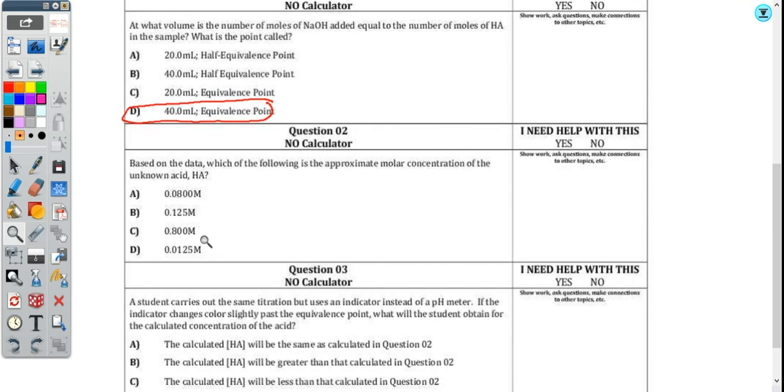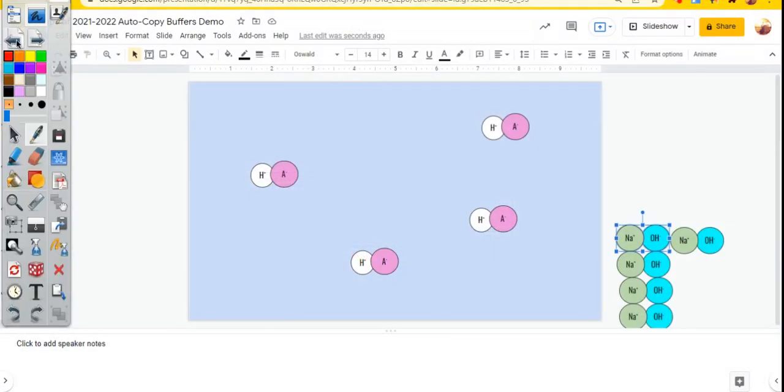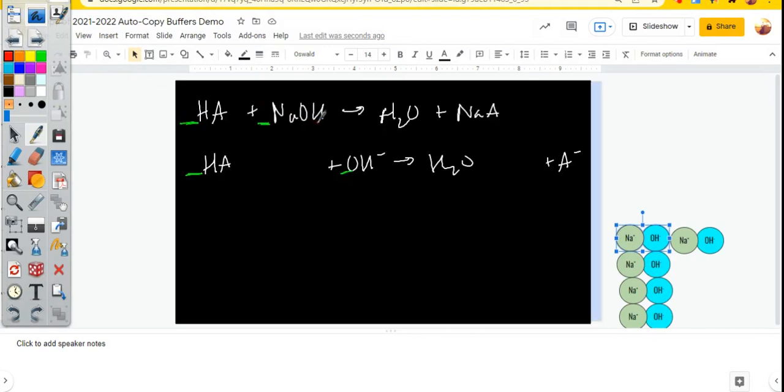Question number 2 says, based on the data, which of the following is the appropriate molar concentration of the unknown acid? Good question. This is a really difficult question. We are going to use this equation: molarity of acid times volume of acid is equal to molarity of base times volume of base. And we can do this because we know that the ratio between our weak acid and the strong base is a 1-to-1 ratio.